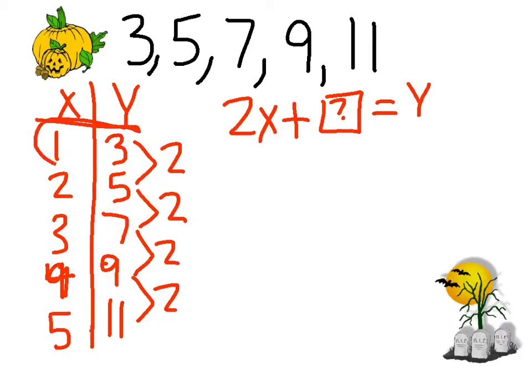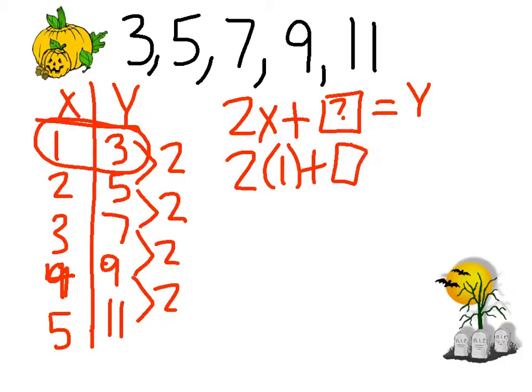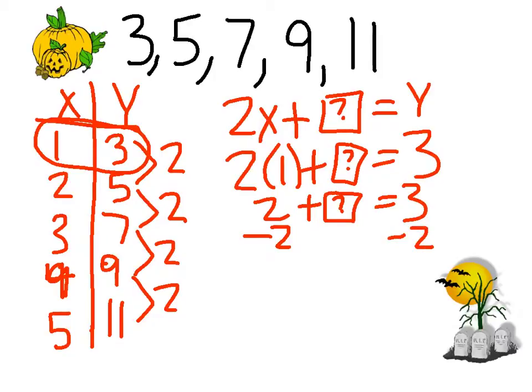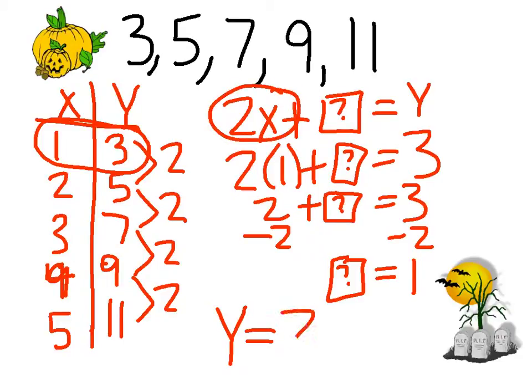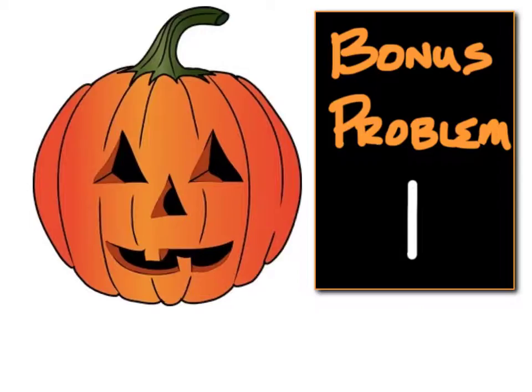When we plug in one of our ordered pairs, you can plug in any one you want, but I just do the first one because it's usually the easiest. So 2 times 1 plus our number is equal to 3. So we have 2 plus our number is equal to 3. We subtract 2 from both sides. Our number should equal 1. So that means our function is going to be y is equal to 2x plus 1. So 2x plus 1 should be your answer.